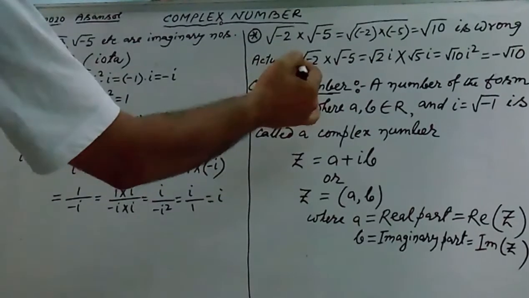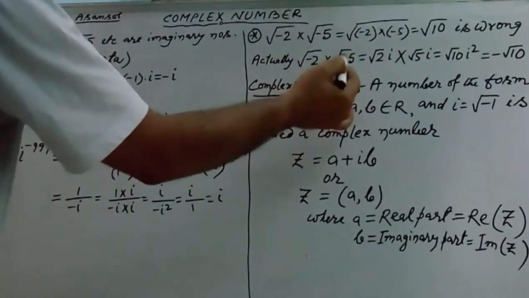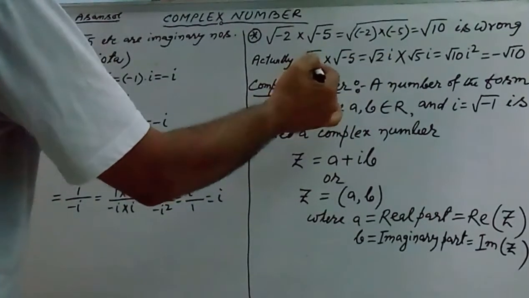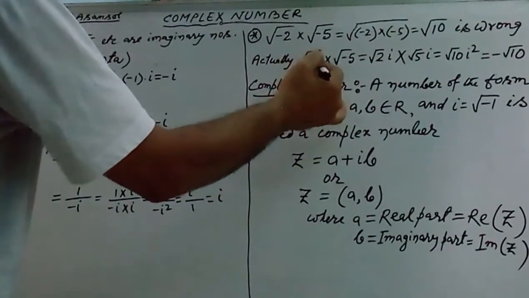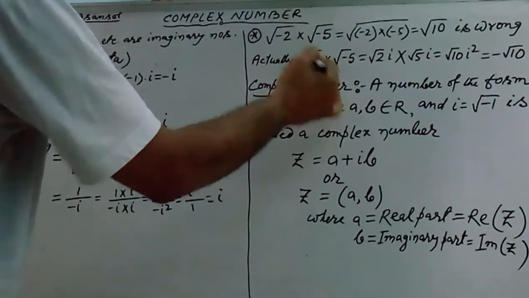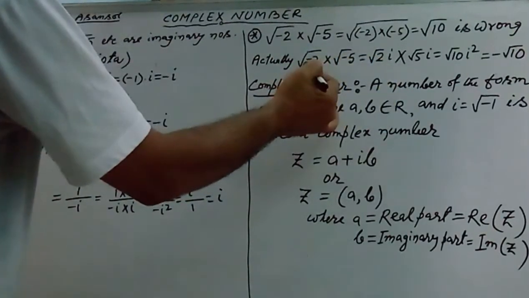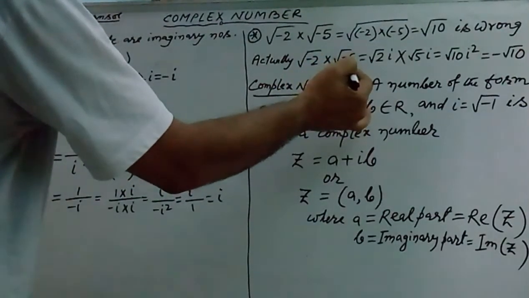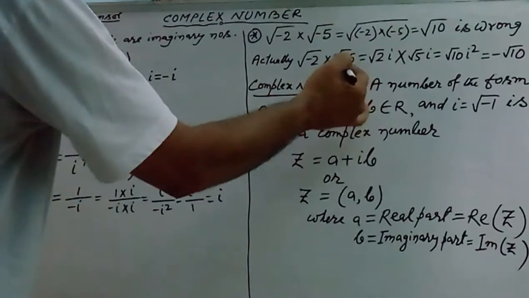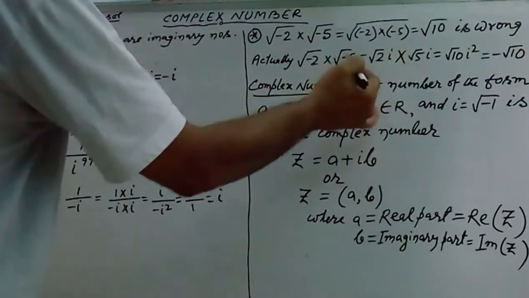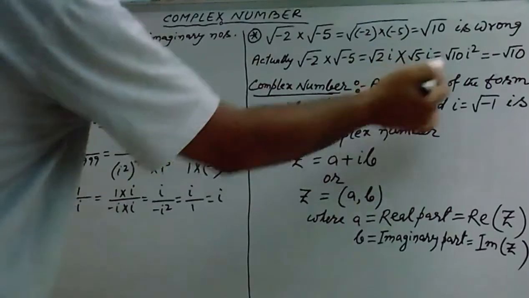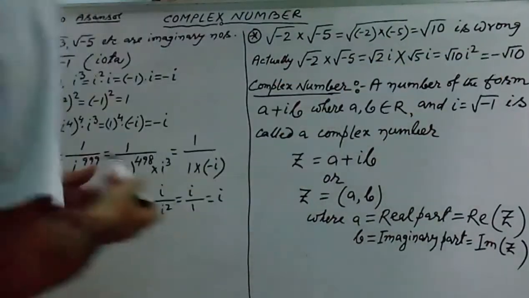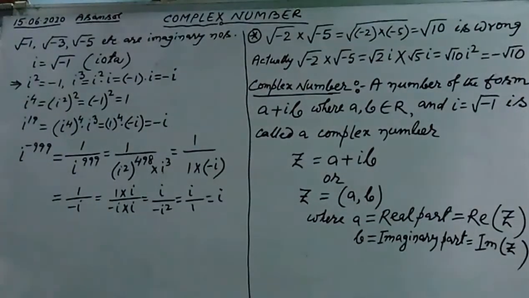Actually, square root of minus 2 into square root of minus 5 is written as root 2 into i, since square root of minus 2 is root 2 into root of minus 1, and root of minus 1 is equal to i. Then root 5 into i. So root 2 i into root 5 i is root 10 into i square, and i square is equal to minus 1. So minus root 10.